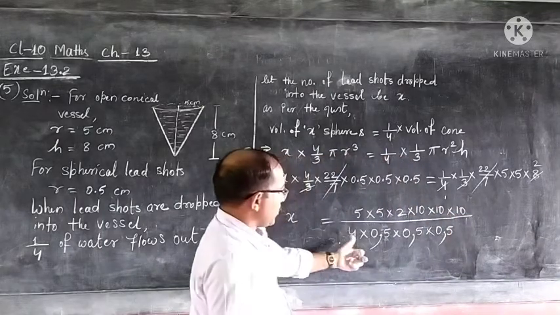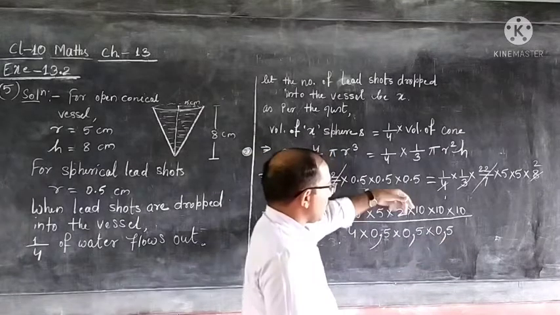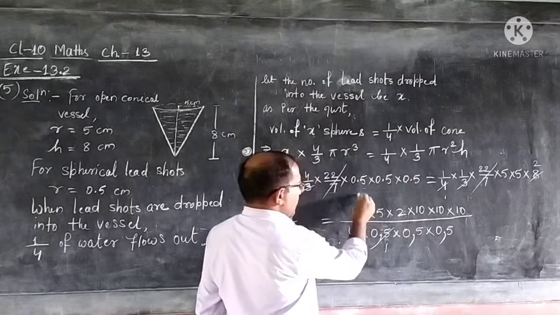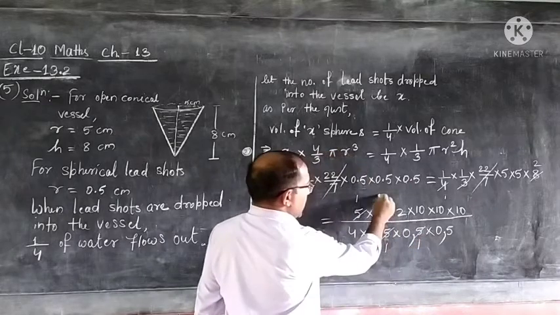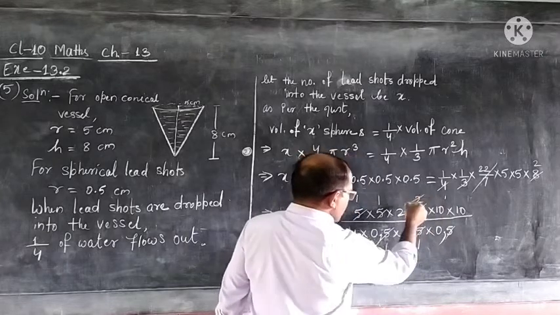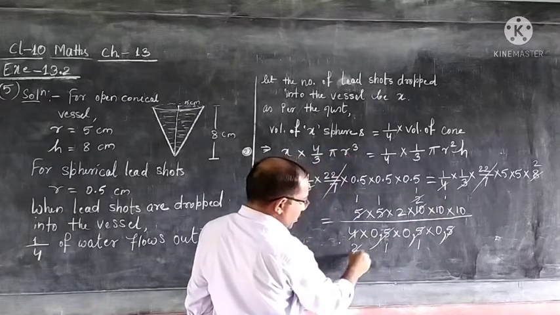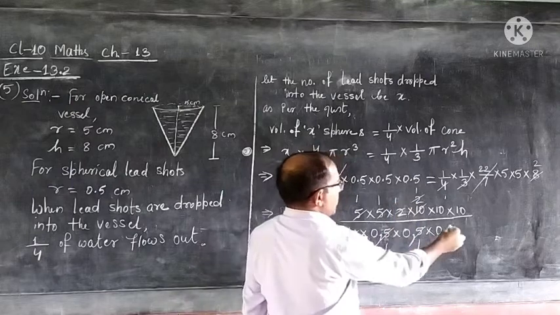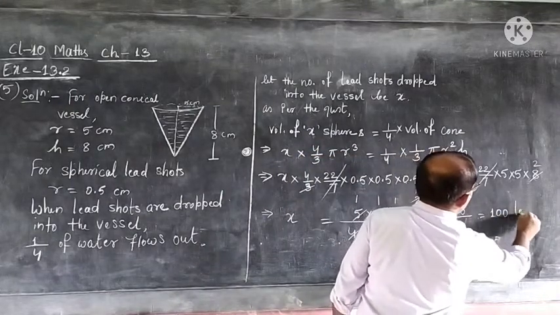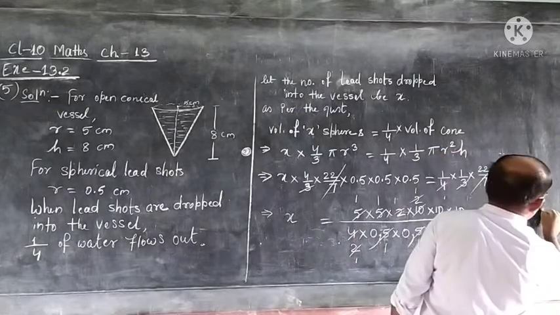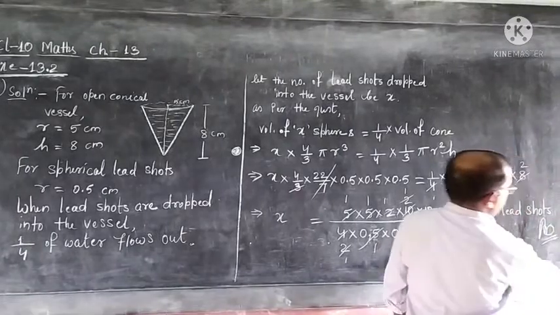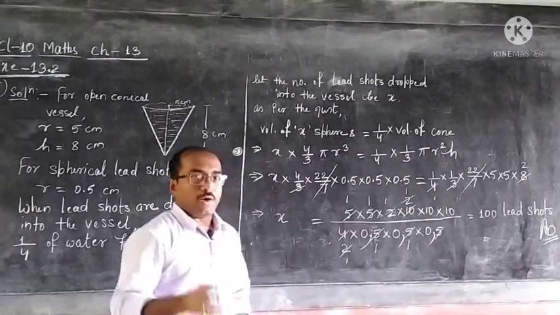Now here it is 4 into 5 into 5 into 5, and upside also numbers are there, cut. 5 ones are, 5 ones are, again 5 ones are, 5 twos are, 2 ones are, 2 twos are. What we get? X is 100. That means 100 lead shots we are dropping in the vessel, and 1/4 of water flows out of the vessel. I hope you have understood.